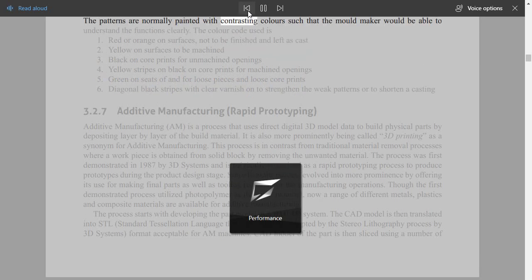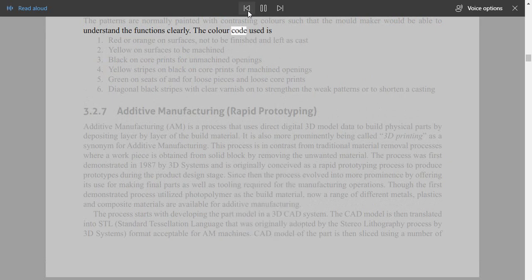The patterns are normally painted with contrasting colors such that the mold maker would be able to understand the functions clearly. The color code used is: 1. Red or orange on surfaces not to be finished and left as cast. 2. Yellow on surfaces to be machined. 3. Black on core prints for unmachined openings.